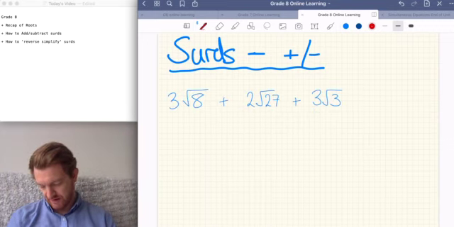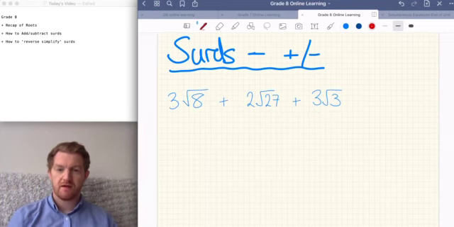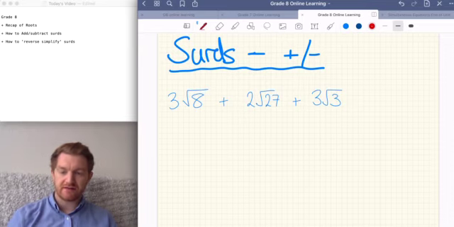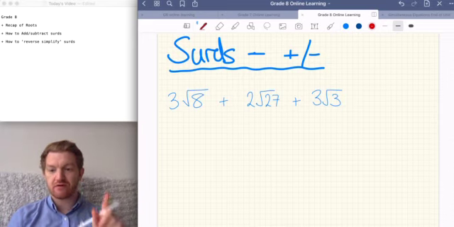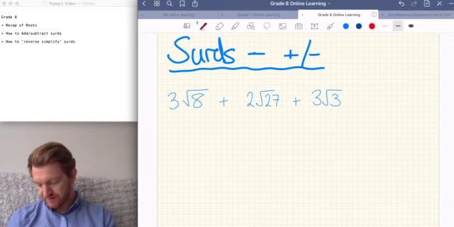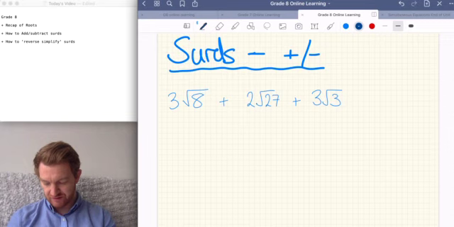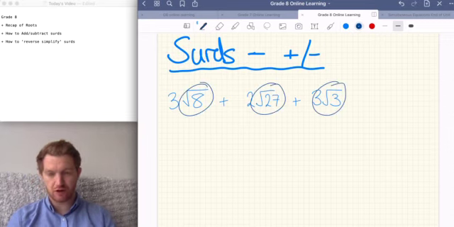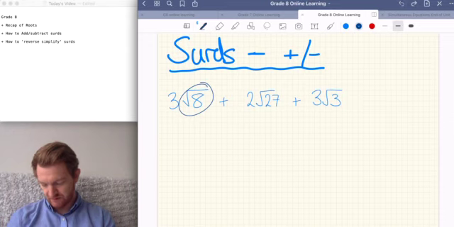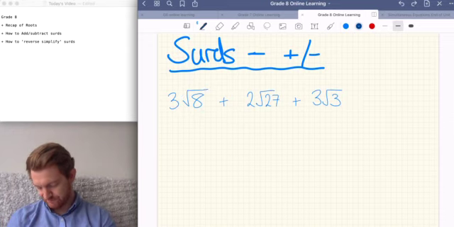Okay, let's look at another one. Now we've got 3 root 8, 2 root 27, and 3 root 3. Now the problem we're going to face here is that 8, 27, and 3 do not have any common factors. But 27 and 3 do. So we'll just deal with the first one on its own, first of all. We realize that 8, 27, and 3 have no common factors. So we're just going to deal with the 8.